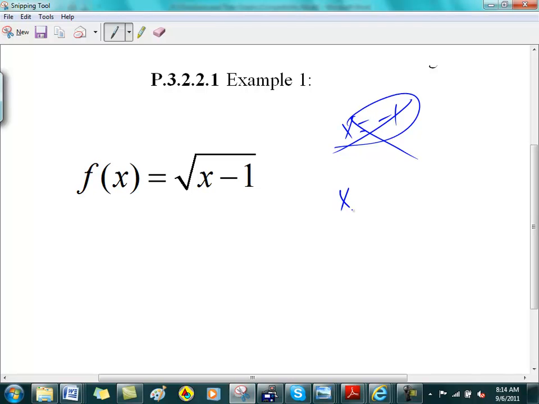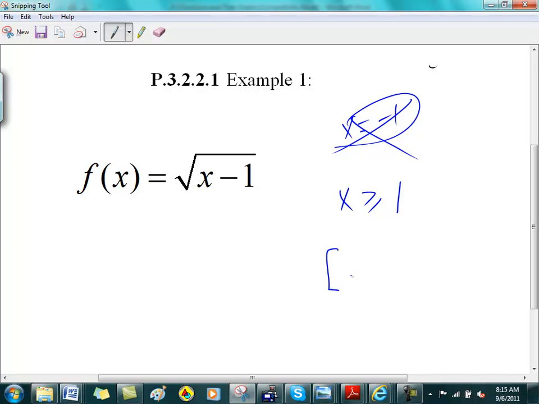So x must be greater than or equal to 1. Okay? It can't be 0 because you'll get -1. So it's got to be greater than or equal to 1. Now this is one way of writing the domain. Does anybody remember how to write this in interval notation? Interval notation. Aaron? Yeah, Ryan, that's right.